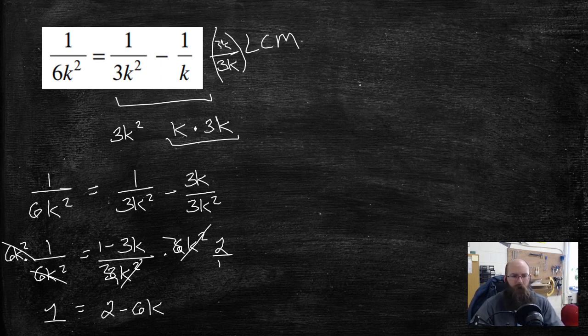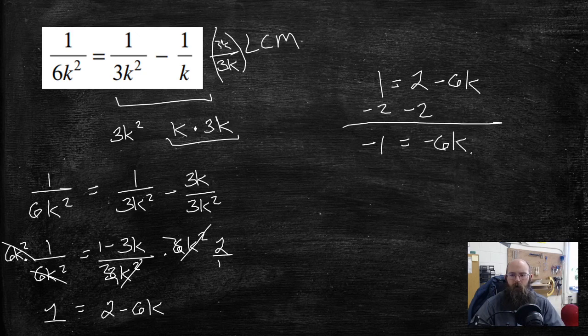Now, this is a classic one-step problem. Or two-step problem, I guess. 1 equals 2 minus 6k. Need to isolate my variable, so I'm going to subtract 2. So negative 1 equals negative 6k. Divide by negative 6. And I end up with positive 1/6 equals k.